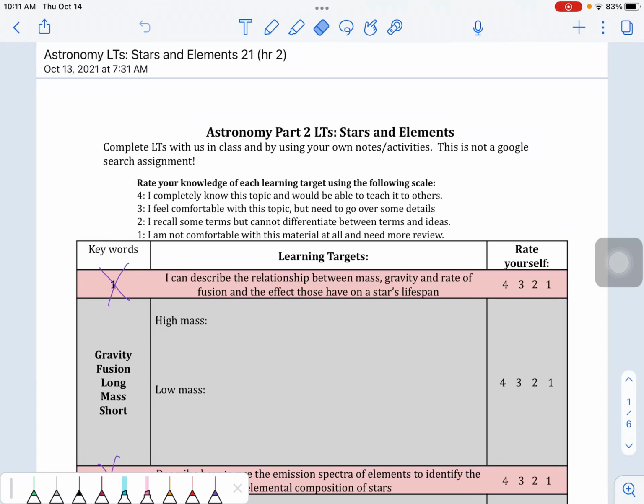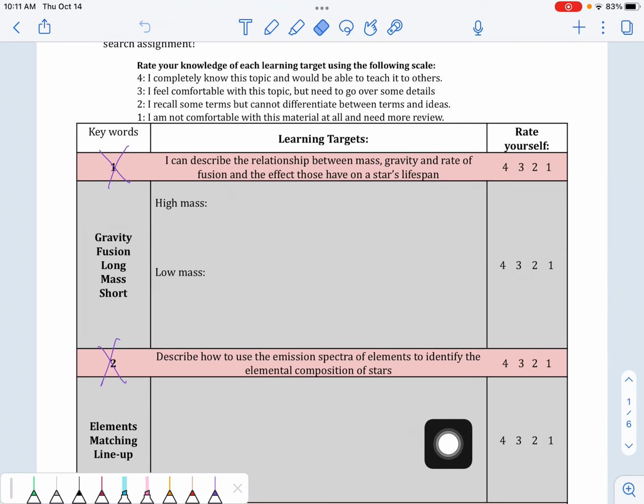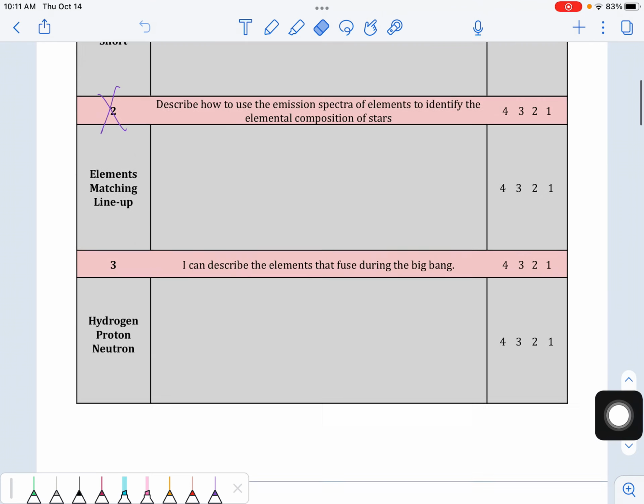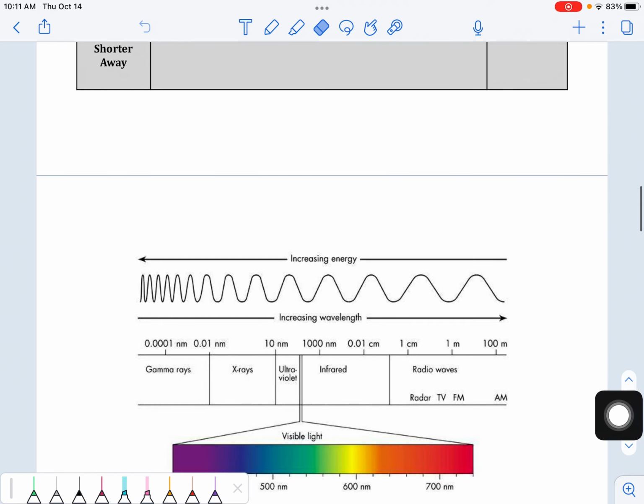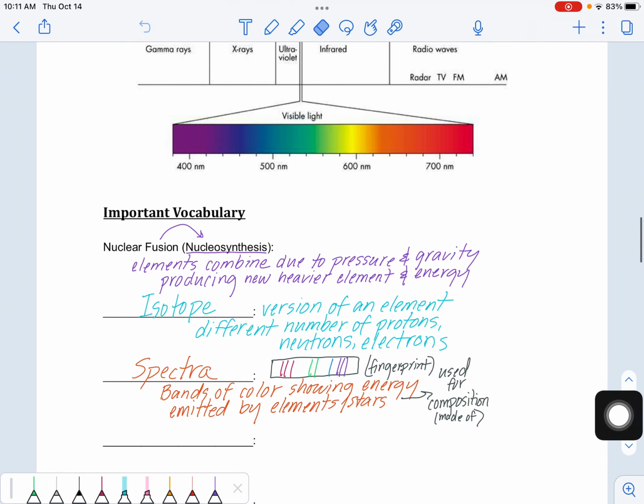So here's a recap of our stuff today, Thursday, October 14th. We started in on learning targets and just talked about how we should have these two pretty much on lock after getting them reviewed and taking the quiz yesterday. And then we added in a couple key vocab words down here.